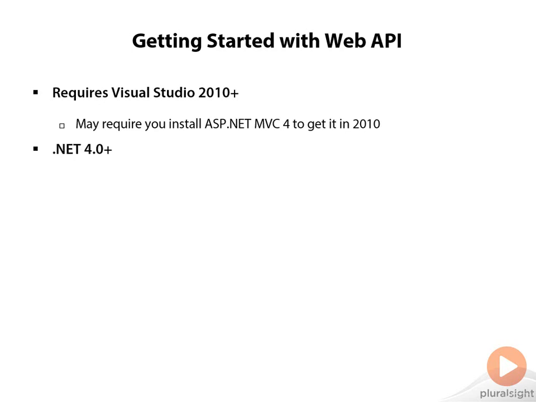Again, Web API requires .NET 4 and above, so any of the techniques about adding it to your existing project you're going to see aren't going to work if you're not already using .NET 4 or above. .NET 4.5 added support for async. We're not going to be doing a lot with async, but understand that you'll get the most out of Web API if you are using .NET 4.5 or above.